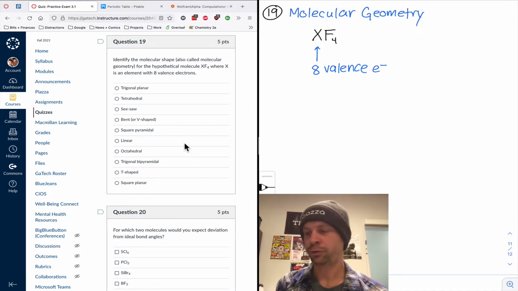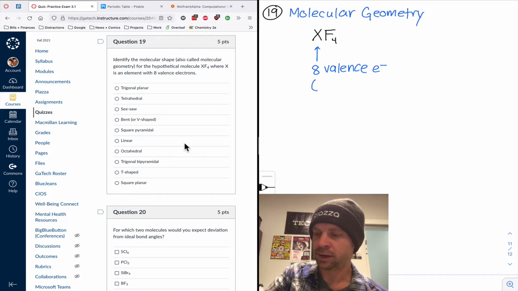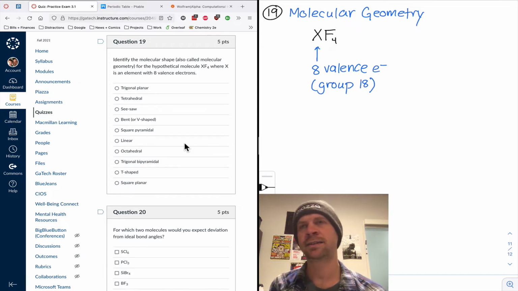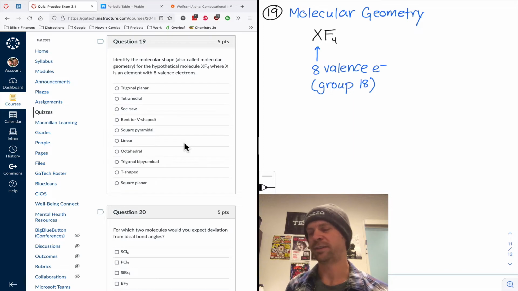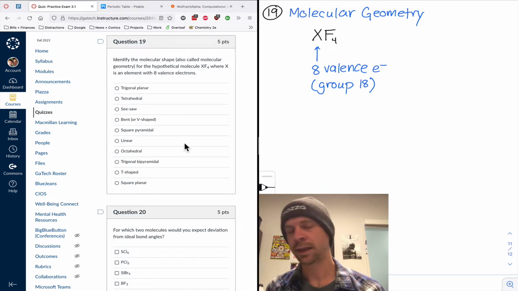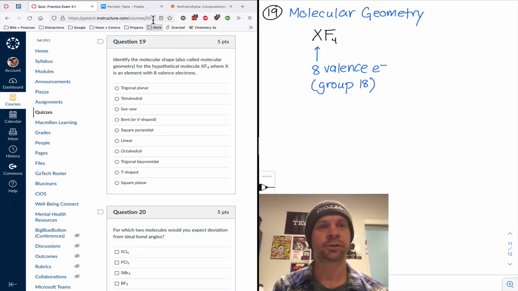The reason nonmetal should be there is this allows us to conclude that this is a group 18 element. If it's not explicitly stated that the element is a metal, go ahead and assume it's a nonmetal. So 8 valence electrons in XF4. Now, where does that put us on the periodic table?